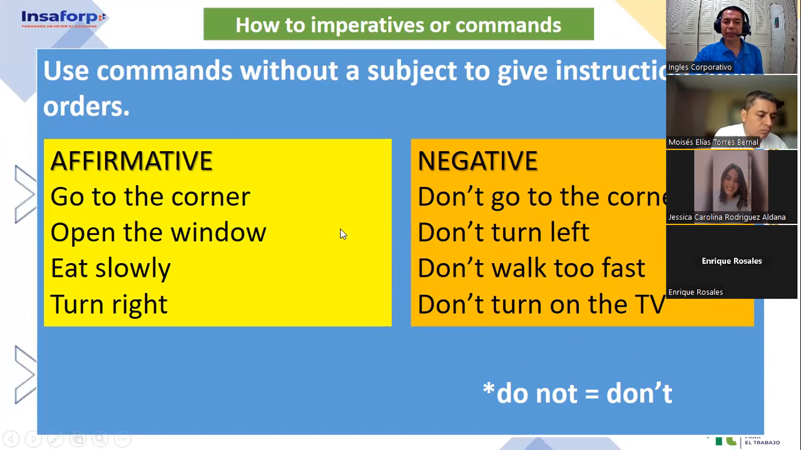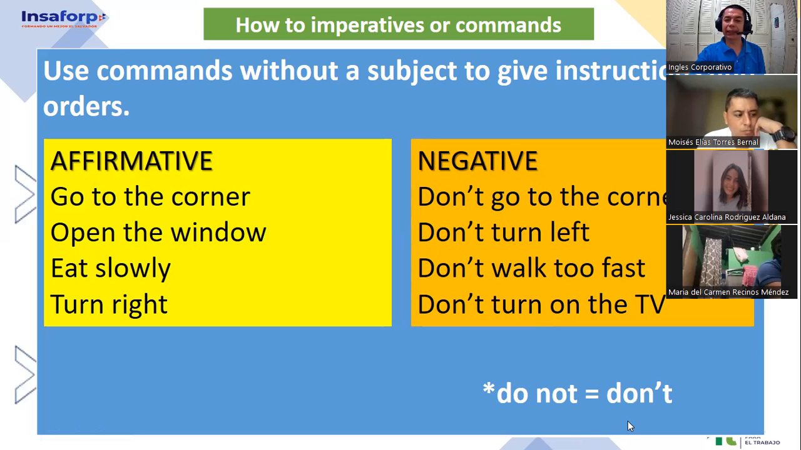And here we have some examples. Affirmative. Notice that when we use commands, we don't use a subject. For example, I don't say, Jessica Carolina, go to the corner, or Jessica Carolina goes to the corner. No, I don't say that. The subject is not necessary. You only start with the verb. Observe, please. In this case, go.